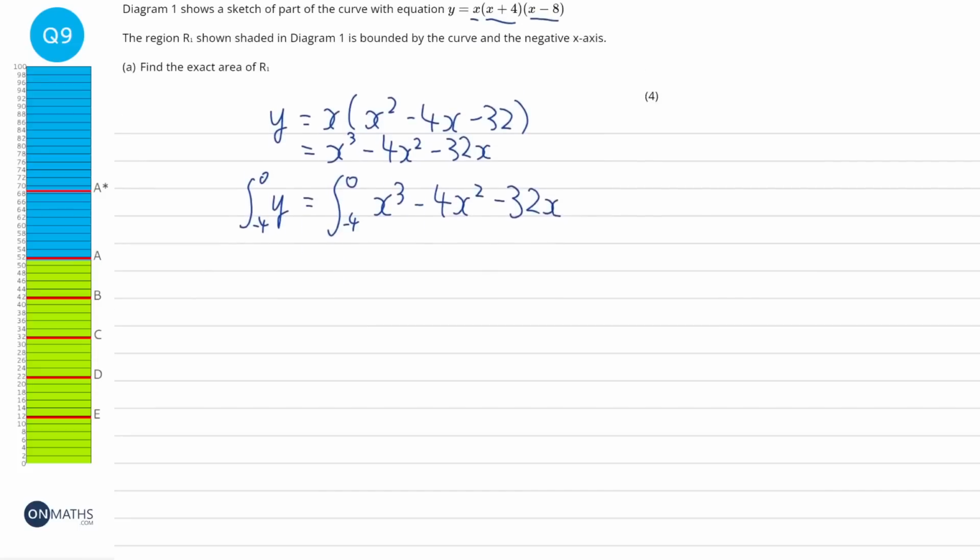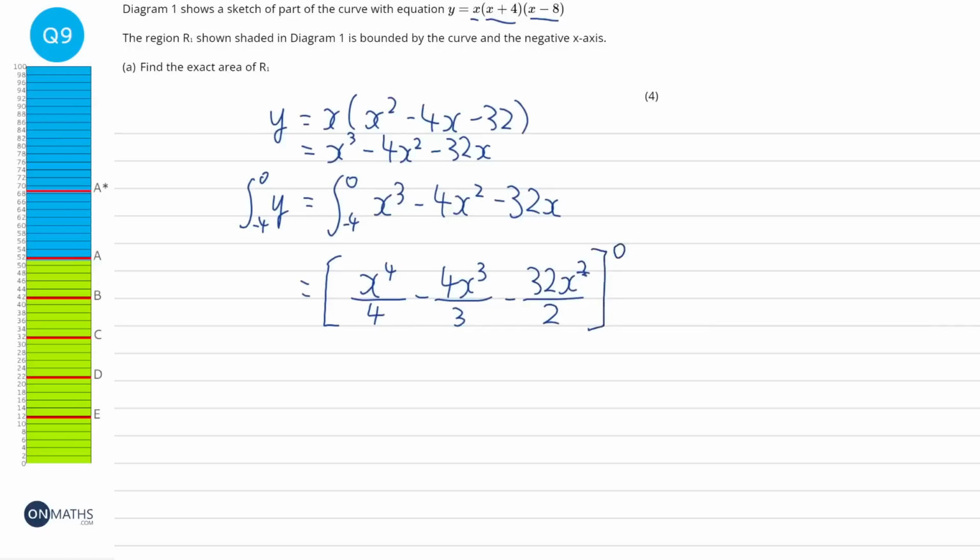Just give ourselves a bit more space. So we'll worry about the bounds later, but we're just going to go through and integrate each part. So we're going to add 1 to the power, so it would be x to the power of 4, and then divide the term by 4. Add 1 to the power, so it will be 4x to the power of 3, then divide by 3. Then add 1 to the power, so it would be 32x squared, and divide by that power.